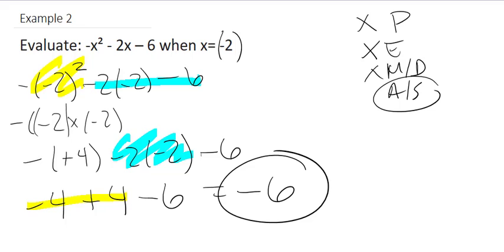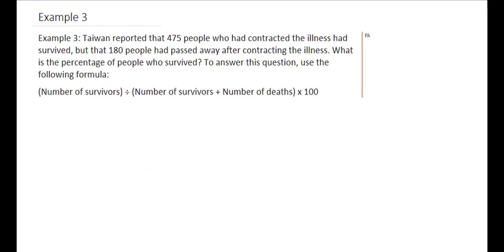So now let's look at another example. Example 3. Taiwan reported that 475 people who had contracted the illness had survived, but that 180 people had passed away after contracting the illness. What is the percentage of people who survived? So to answer this question, we're going to use the following formula: number of survivors divided by the number of survivors plus the number of deaths, times 100.